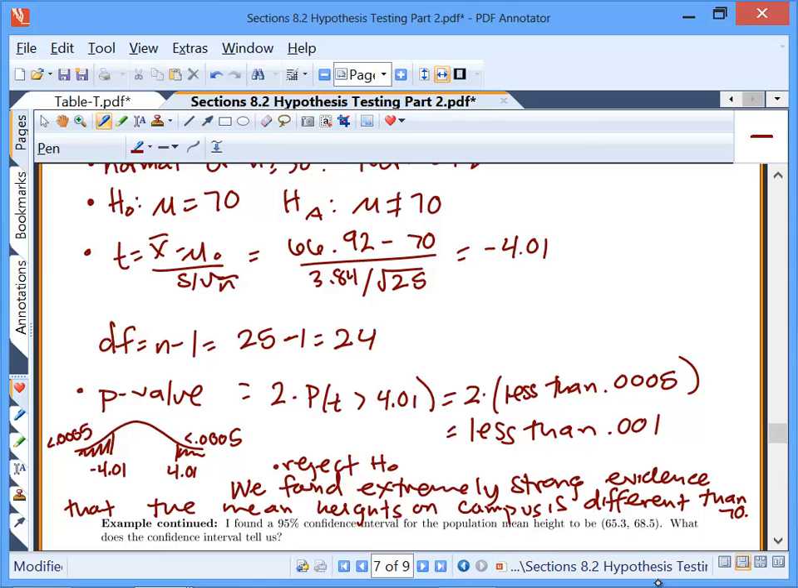And because my p-value is less than 0.01, that means extremely strong. So we found extremely strong evidence that the mean height of everyone on campus is different from 70 inches. I still don't know what it is. I can just tell you that it is not 70 inches. Okay, so are there any parts of that process that are giving you trouble?